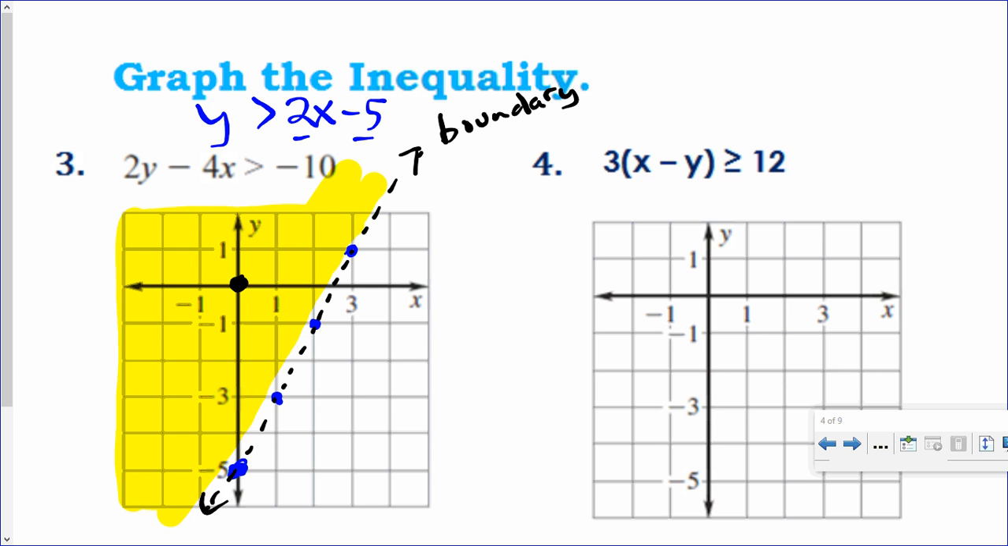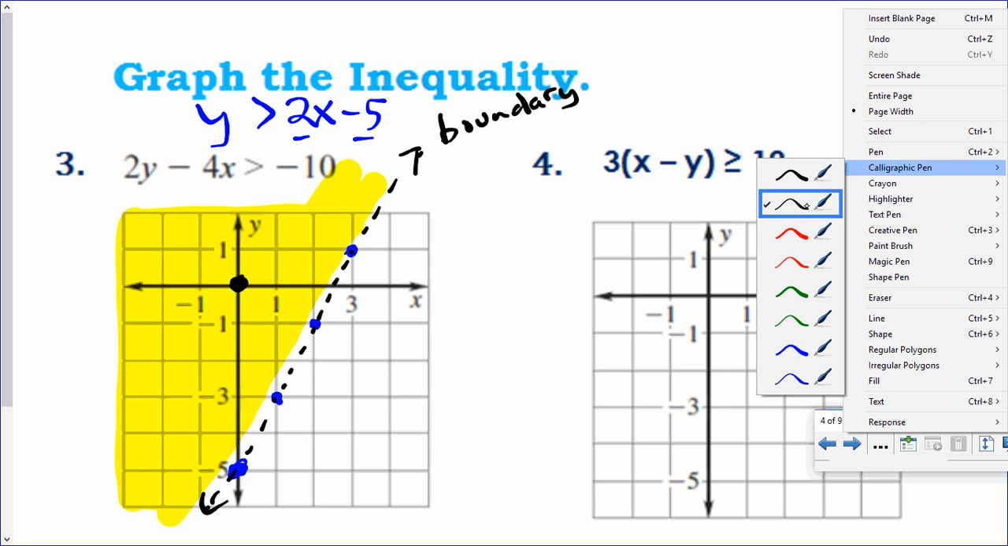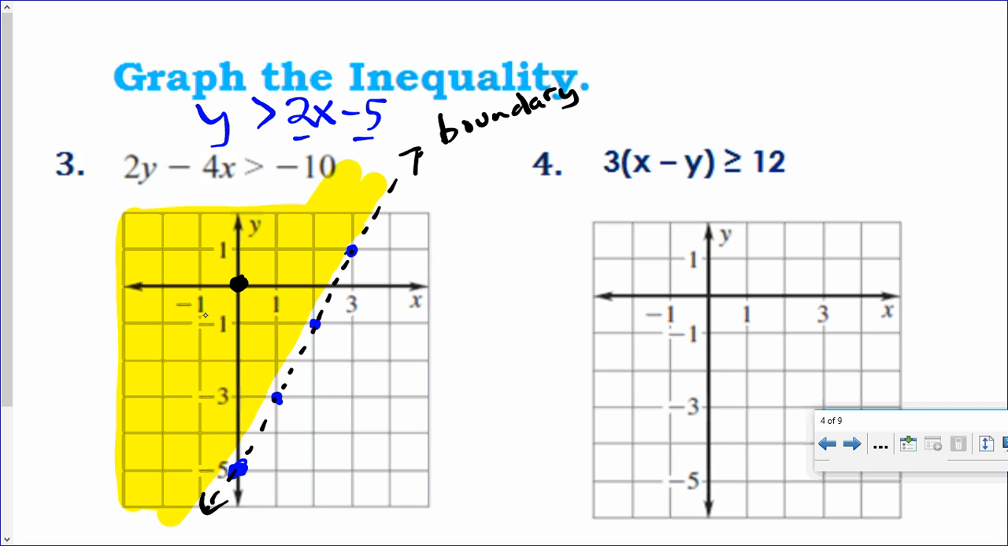But all of that highlighted area is where I can find points for x and y that will be a solution. If I pick out another point, like say, negative 1, negative 1, and I put that into my equation, it's going to make a true statement. However, if I try and use a point like 4, negative 2, guess what? When I plug it into my inequality, it won't be true. So it'll be false. I hope this is making sense.